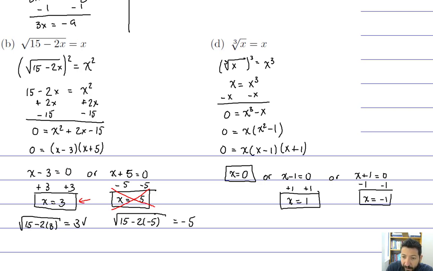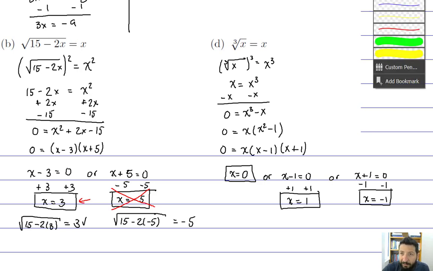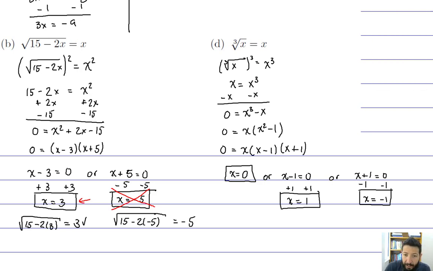And so we get this. So if I plug x equals 0, the cubic root of 0 is 0, equals 0. So plugging x equals 0 gives me 0 equals 0. No problem whatsoever. So that one is a solution. Now, when I plug x equals 1, I get the cubic root of 1, which is 1, equals 1. That's a solution. And lastly, when I plug negative 1, the cubic root of negative 1 is negative 1, which is equal to negative 1.